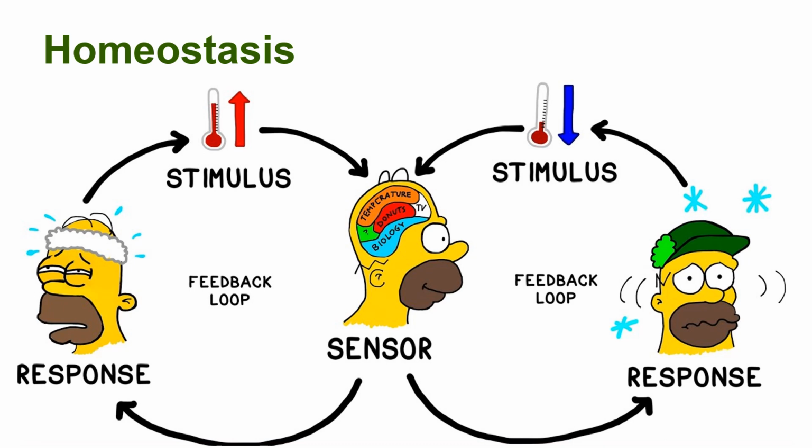And this happens in every single cell too. Every single cell has to maintain its salt concentrations, its pH, etc. There are these feedback loops that help bring this under control and maintain homeostasis. So homeo means the same. Stasis also means the same. We're trying to maintain the same condition within your cells and within your body.